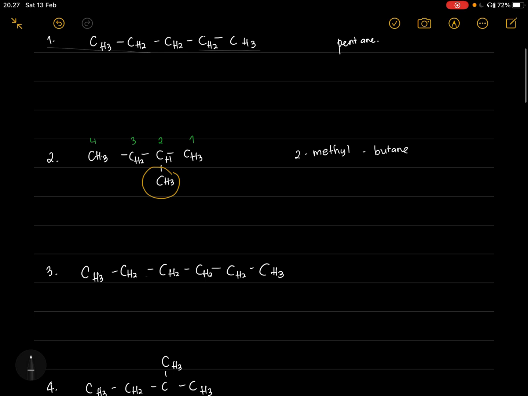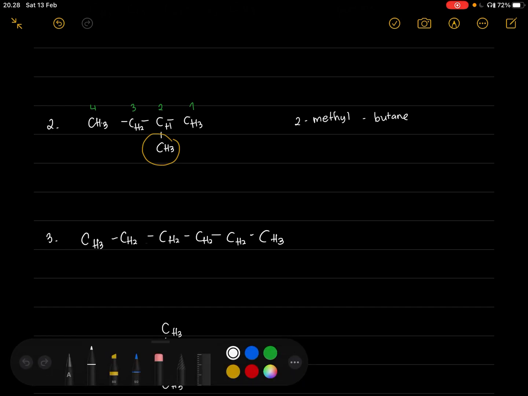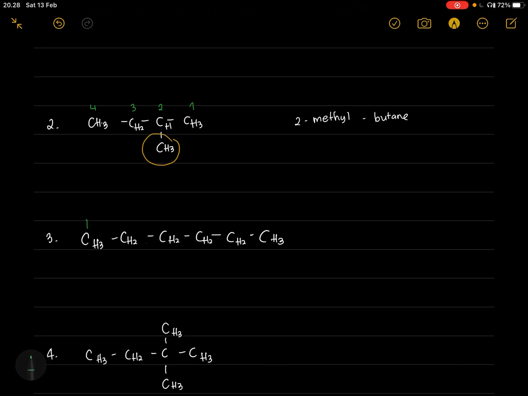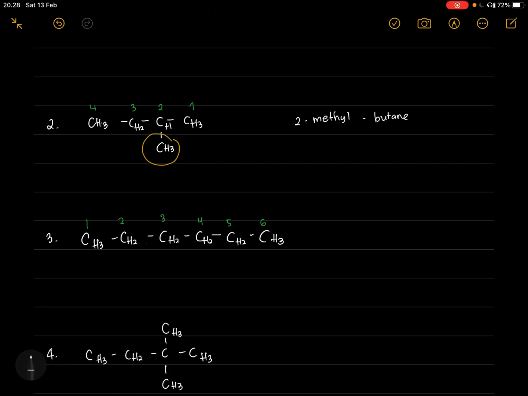Repeating again for number 3. This one is the straight chain of the hydrocarbon. And then how many carbons are contained in number 3 structure? So we are counting 1, 2, 3, 4, 5, 6. So here we have 6. That's why the name would be hexane.